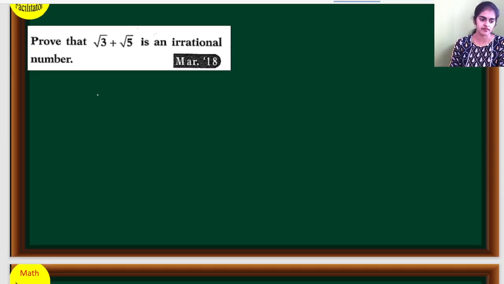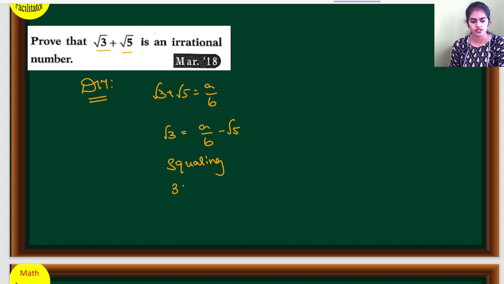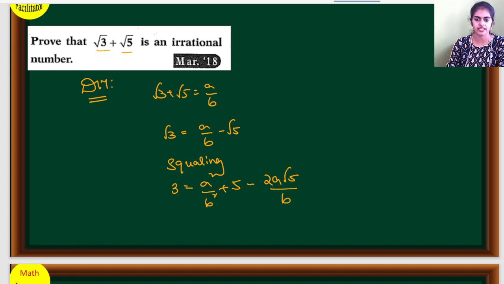This is also the same one. I want you all to do it as DIY. If you want, I'll just do the first step for you. So root 3 equal to a by b minus root 5. You can take any number to the other side. Now again you will square. If there are two irrational numbers, you will definitely square. So 3 equal to a square by b square plus 5 minus 2a root 5 by b, or you can write it as 2 root 5 a by b.